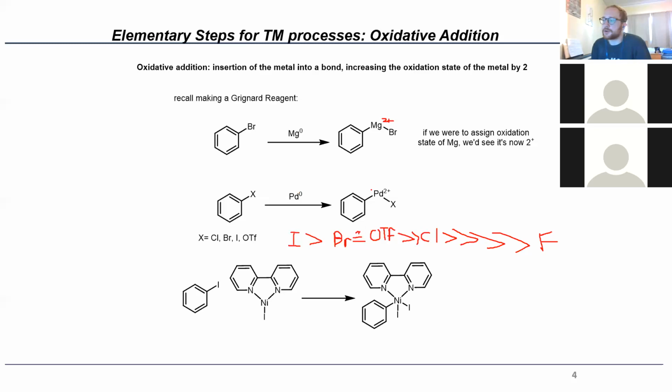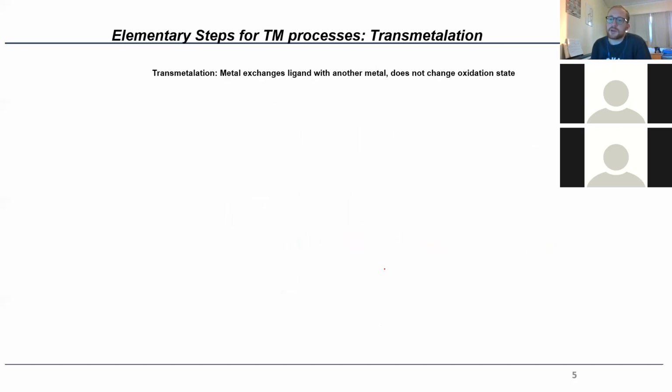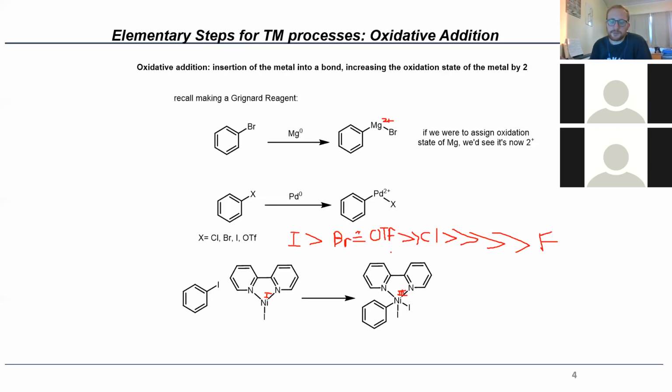It's not just palladium 0 to 2. We can also imagine having a nickel 1 species that can oxidatively add into nickel 3. So it's not just 0, 2, it can be 1, 3, it can be 2, 4. It just is an oxidation state change of 2. The next of the transition metal elementary steps is transmetallation. And just real quick, does anyone have any questions on oxidative addition? Okay, no questions.